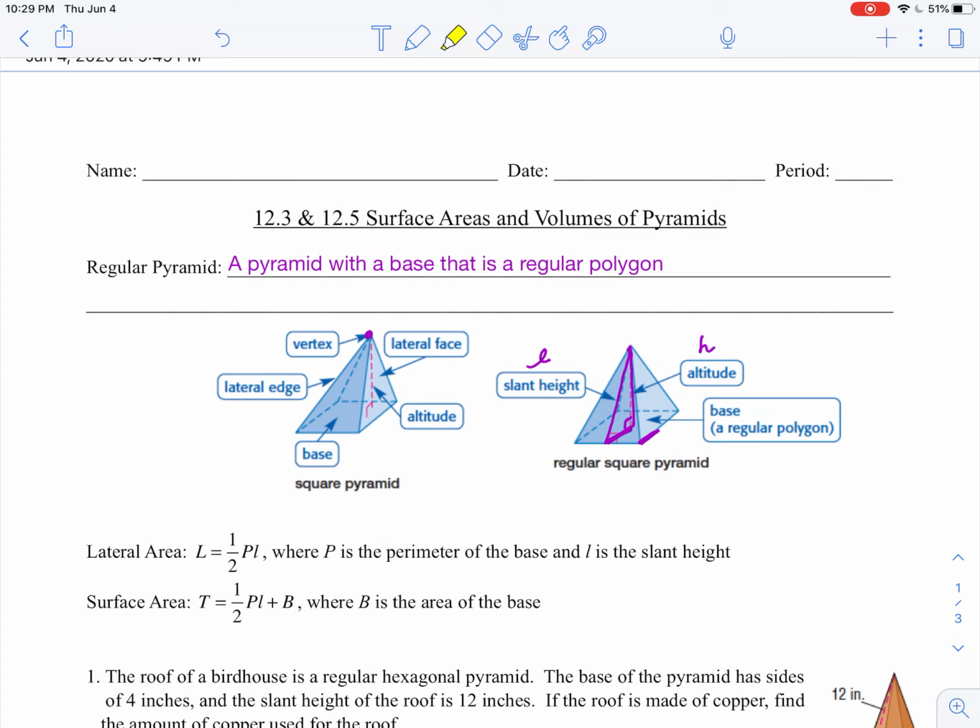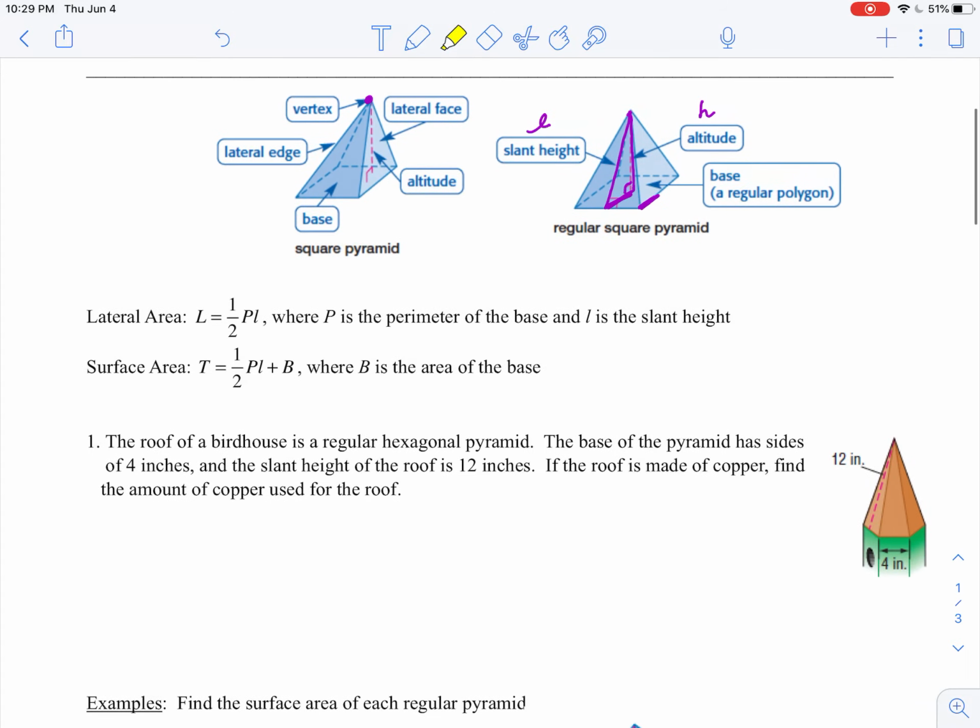So we have our lateral and surface area formulas first. Lateral area is 1/2 perimeter of the base times the slant height. Surface area, as always, is our lateral area, so still 1/2 perimeter of the base times the slant height, plus capital B, the area of the base. And depending on the shape of the base, we'll have to use different formulas for two-dimensional area.